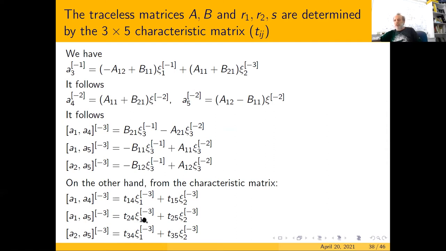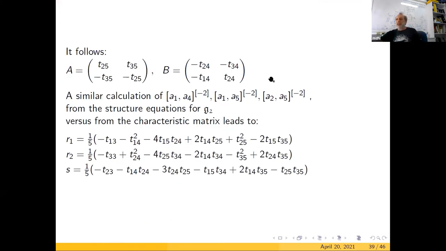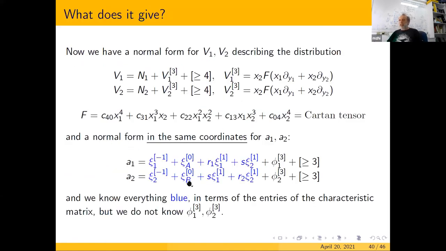Now compare these two formulas. Immediately we get formulas in terms of the entries of the characteristic matrix for matrices A and matrices B. The next step is computation of the next level of this bracket, the quasi-homogeneous part of B2, and we now know the parameters R1, R2, R3, with a bit more complicated formulas.